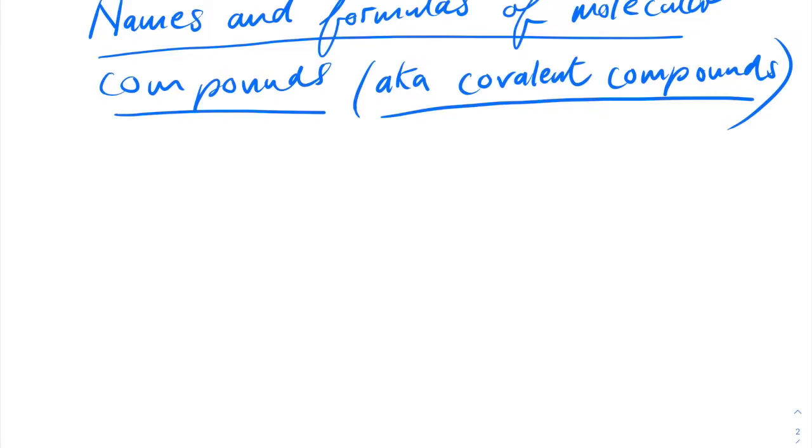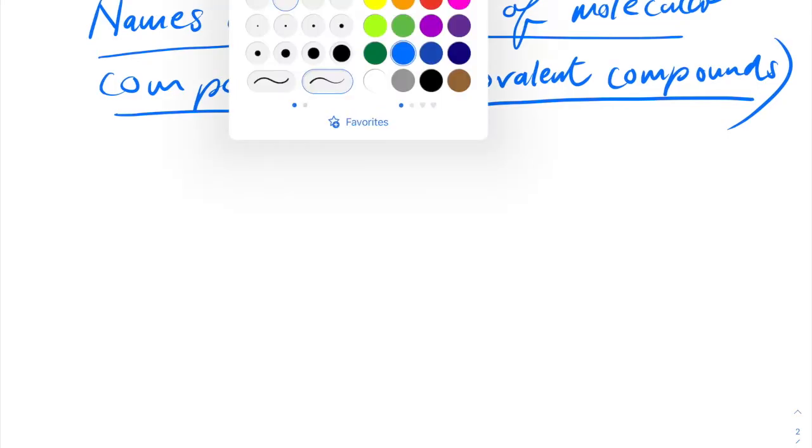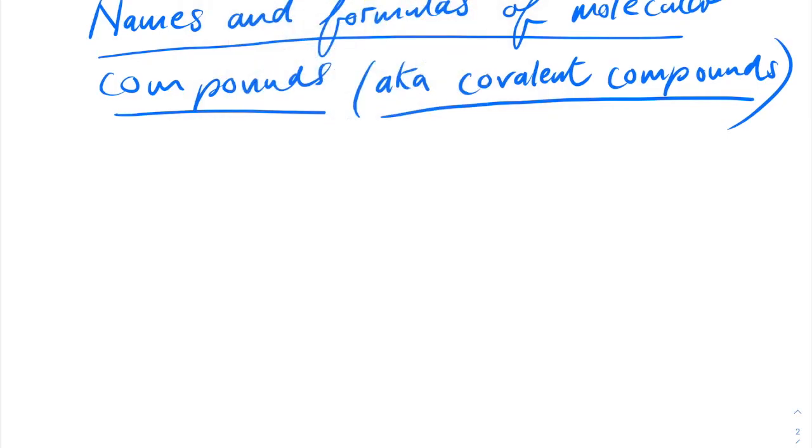Names and formulas of molecular compounds, also known as covalent compounds. Molecular compounds and covalent compounds are just two different terms for the same thing. So, first of all, let's quickly review what a covalent compound is.